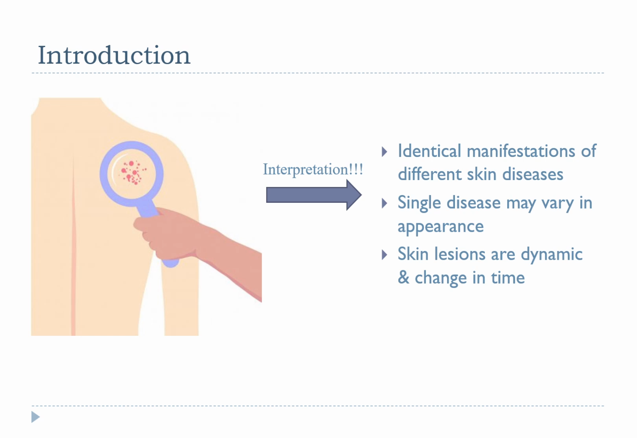When a patient presents with skin lesions, interpretation can sometimes be difficult. That's because different skin diseases may have identical manifestations, making it hard to differentiate between them. On the other hand, a certain disease may vary in appearance, and that's because skin lesions are dynamic and change with time, whether due to the natural progression of the disease or due to external alterations.